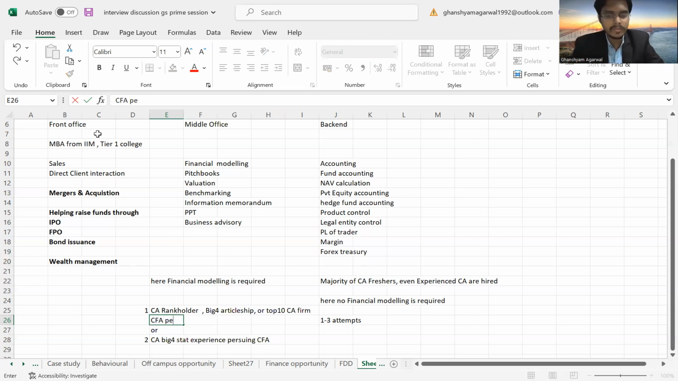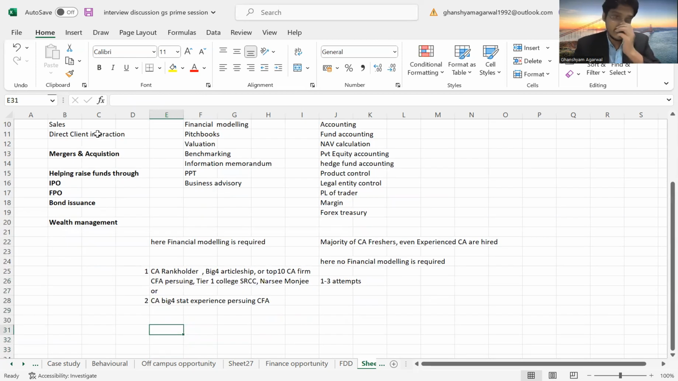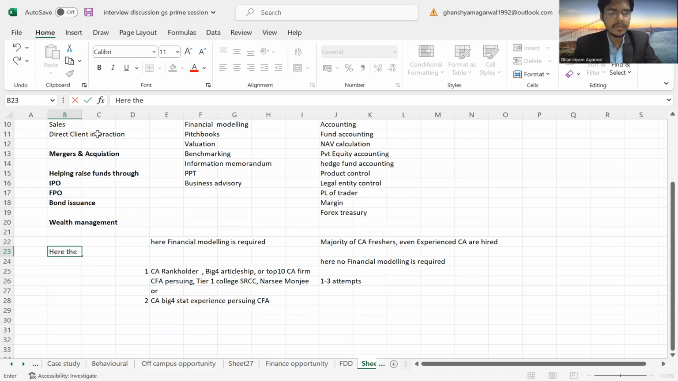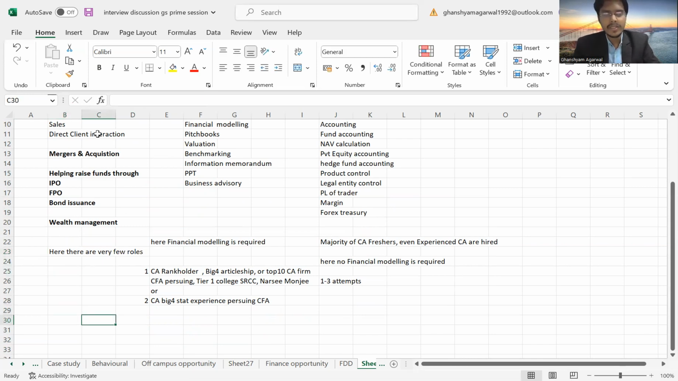CFA pursuing, college, tier one college. College is also very important, like SRCC, Narsee Monjee, etc. These are the three things. Trying to get into investment banking is very difficult. Here there are very few roles. Okay.